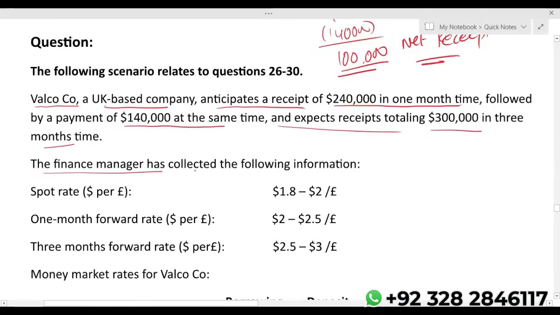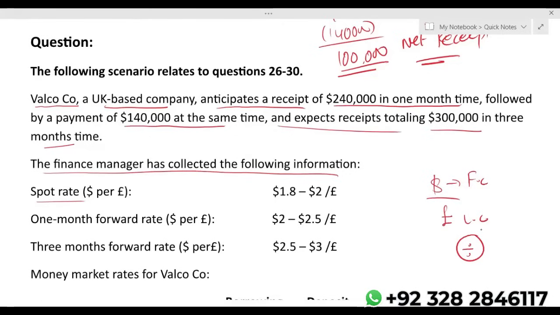The finance manager has collected the following information. Spot rate is dollar per pound, foreign currency divided by local. This is an indirect quote. In case of an indirect quote, the rule of translation is division. We divide in order to translate. And in an indirect quote, we buy low, we sell high.